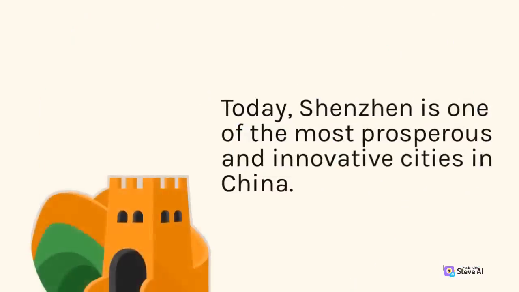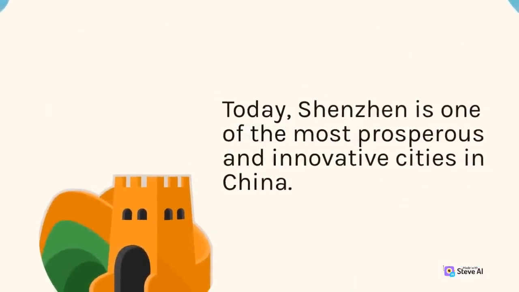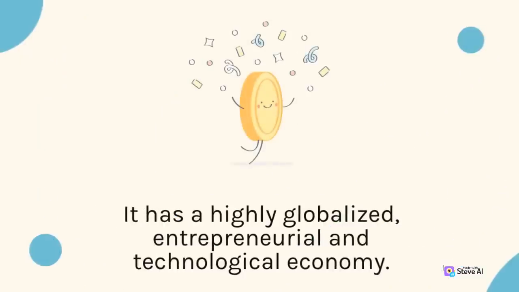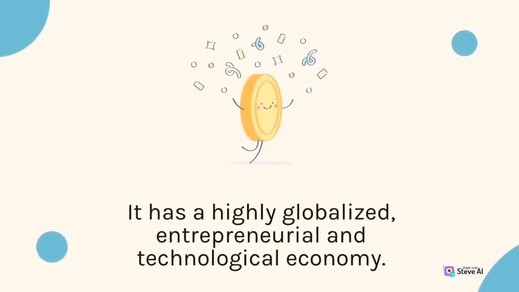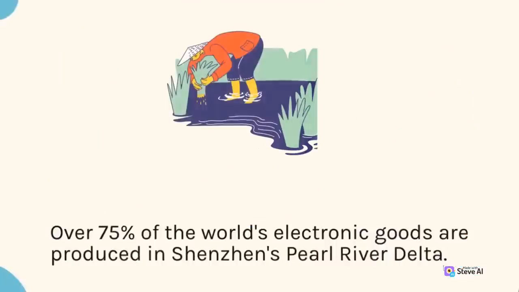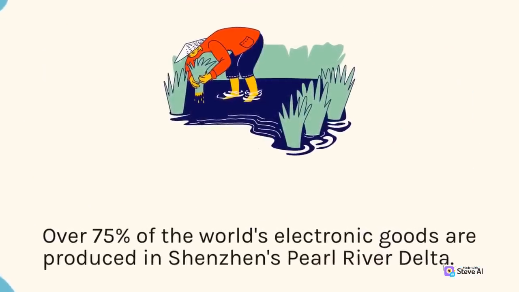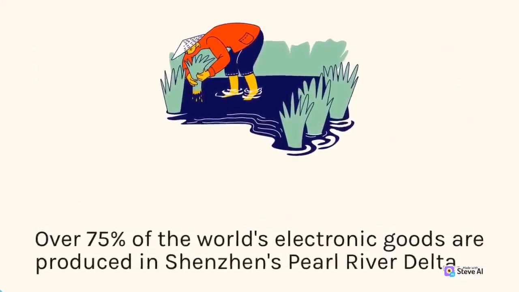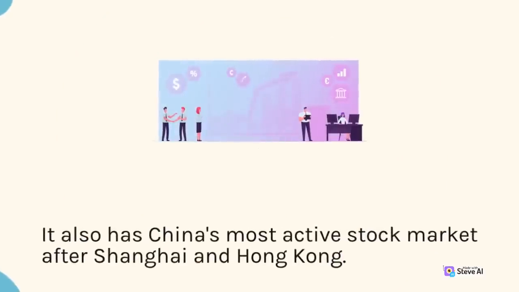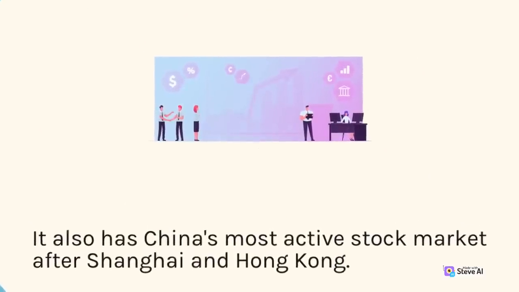Today, Shenzhen is one of the most prosperous and innovative cities in China. It has a highly globalized, entrepreneurial, and technological economy. Over 75% of the world's electronic goods are produced in Shenzhen's Pearl River Delta. It also has China's most active stock market after Shanghai and Hong Kong.